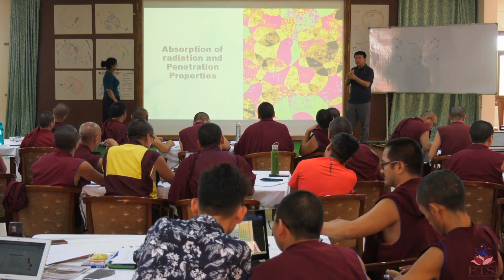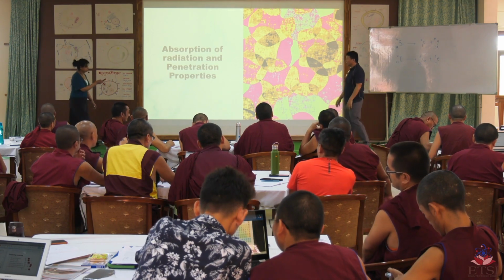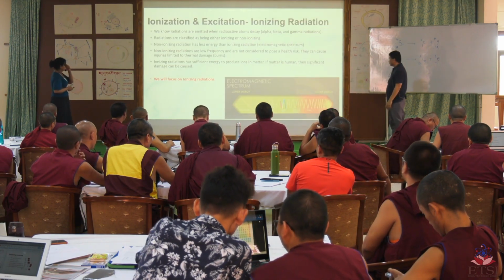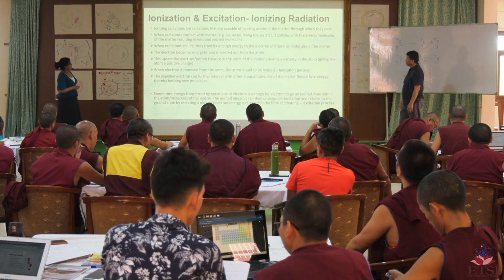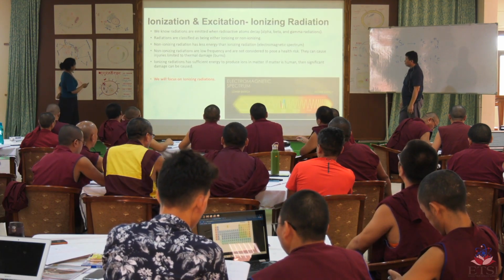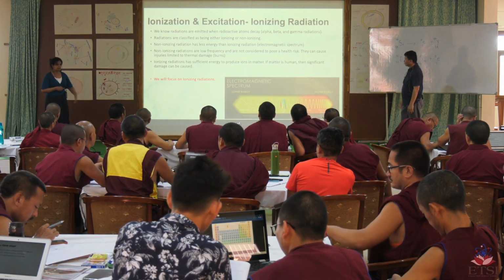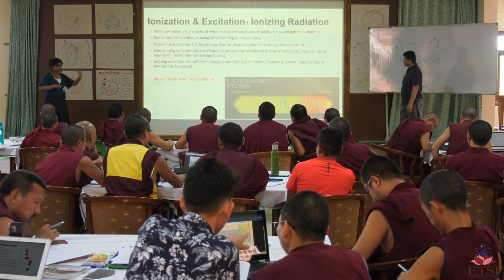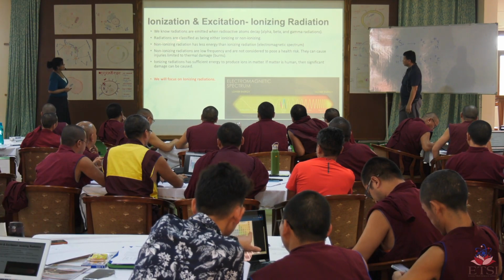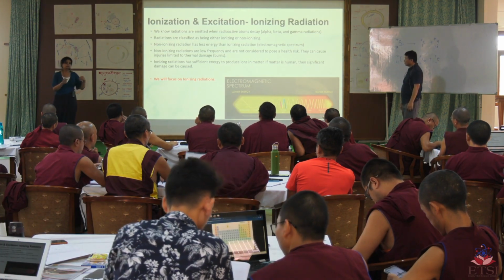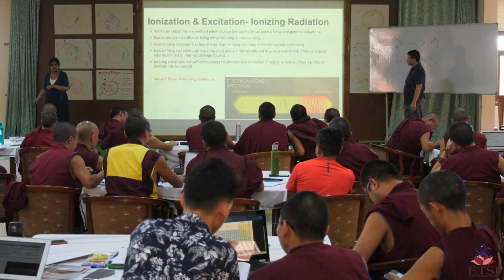Okay, so we know that radiations are emitted when a radioactive atom decays by alpha, beta, or gamma. Now you know that. So radiations are basically either ionizing radiations or non-ionizing radiations.